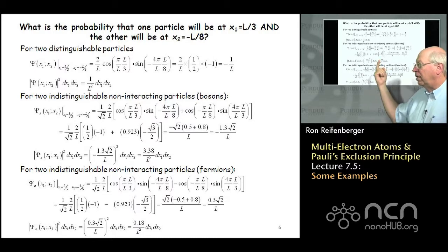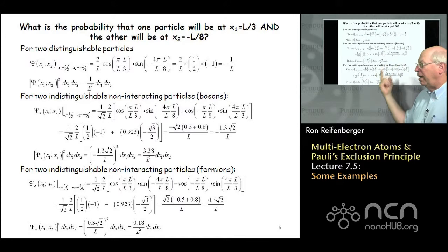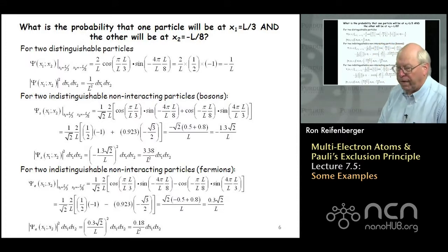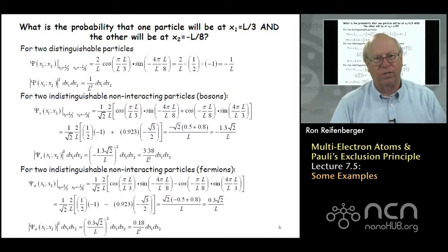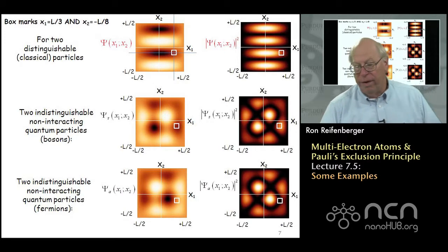So compared to the other two situations, if the particles are fermions, the joint probability that we would find one of the fermions at x1 equal to L/3 and the other at x2 equal to minus L/8 is considerably reduced over the previous two cases that we considered. So, experimentally, you should be able to sort that out if you can do a clever experiment to measure these probabilities of locating the electrons at different points in the well.